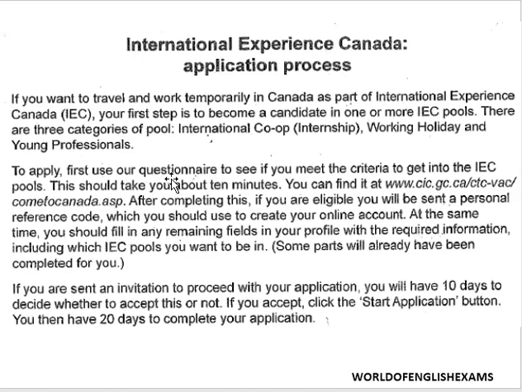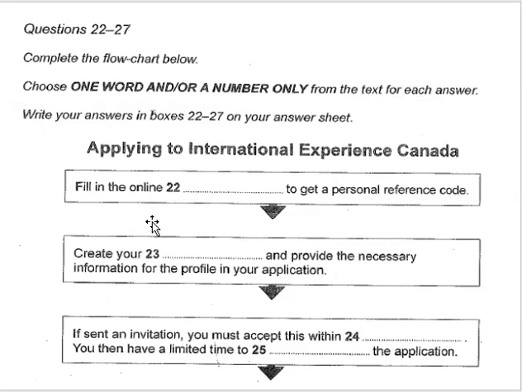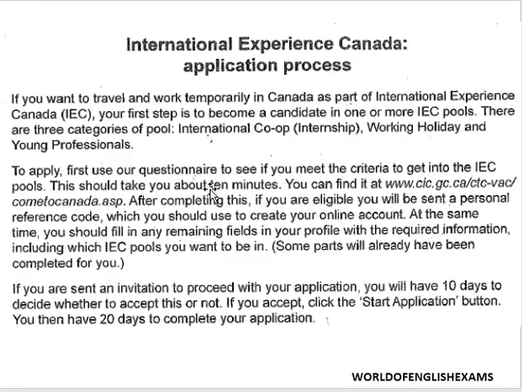So what we need to fill? We need to fill a questionnaire to see if you can meet the criteria to get into the IEC pools. So this should take you about 10 minutes of time. So what is the first answer, guys? The first answer is questionnaire. So fill in an online questionnaire, and they are clearly saying that you can find it on www.cic.gc.ca followed by this. So this is the online source.